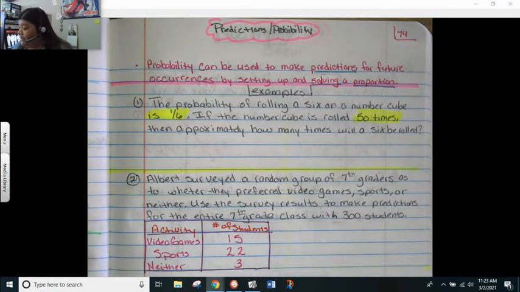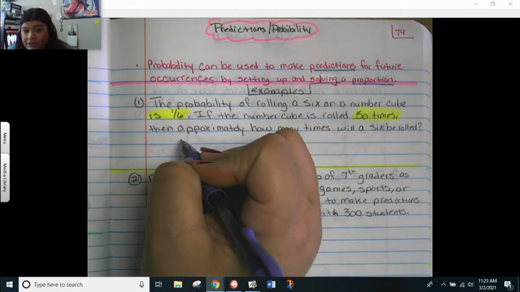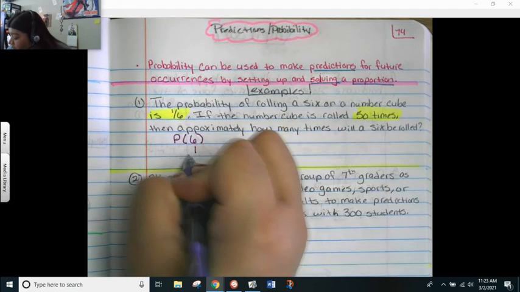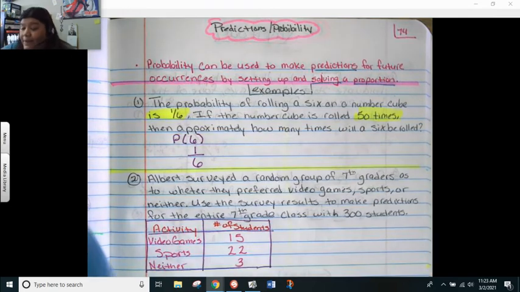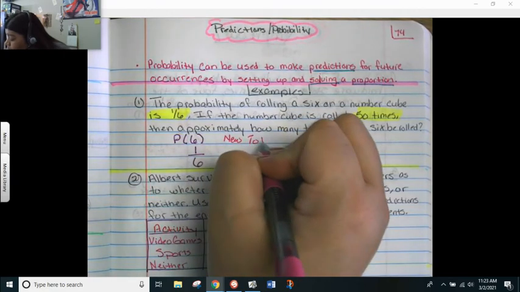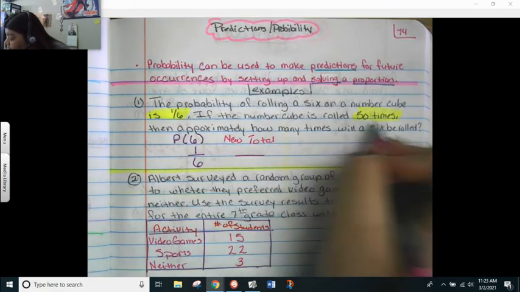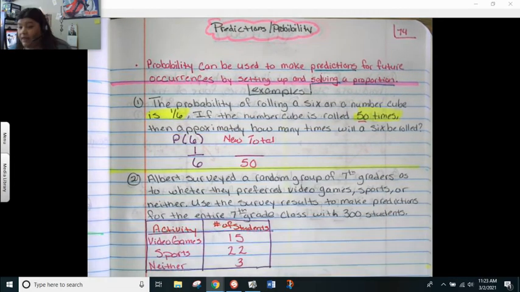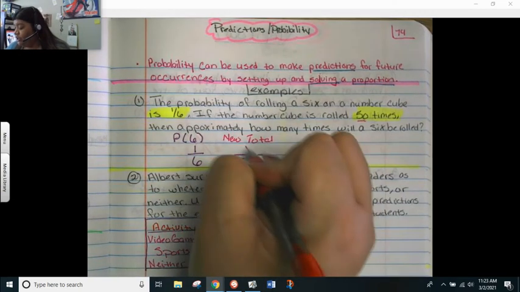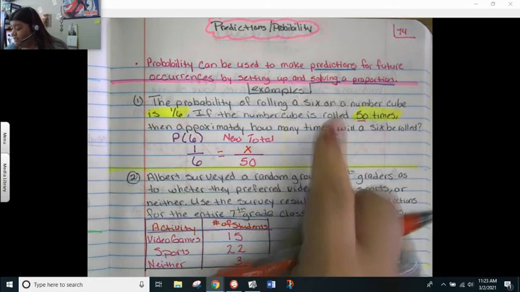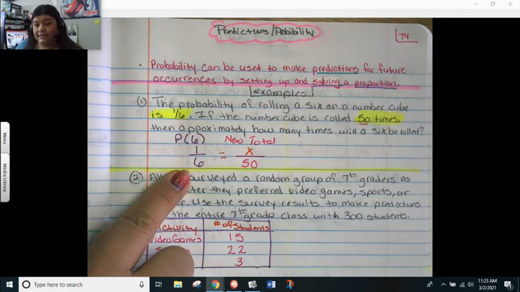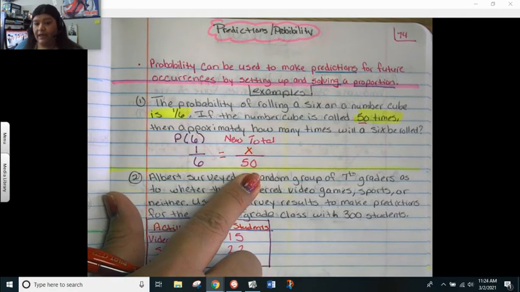So this is how you work it out. You're going to write the initial probability first. The probability of getting a 6 was 1 out of 6. But now I have a new total, and that new total is 50 times. So we are looking for how many times I should get that number 6 out of 50 rolls. That's how you set up your proportion. This is the probability of getting a 6. This is my new total. And the x will be on top.